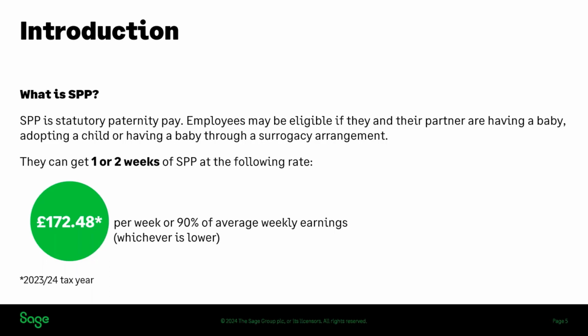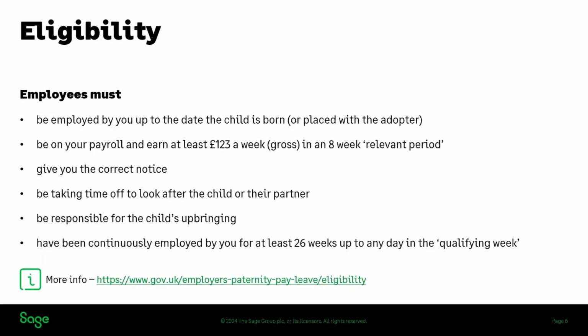Now let's have a quick look at the eligibility. So to qualify for this payment, employees must be employed by you up to the date the child is born or placed with an adopter. They need to be on your payroll earning at least £123 per week in an 8-week relevant period. And that's usually the 8 weeks leading up to the qualifying week, which we'll talk about on the next slide.